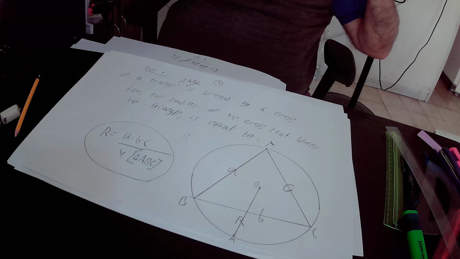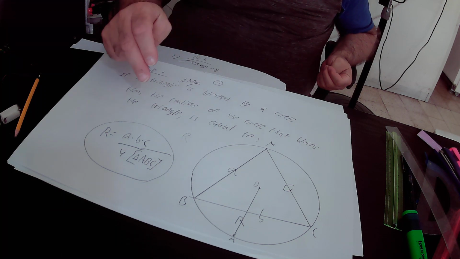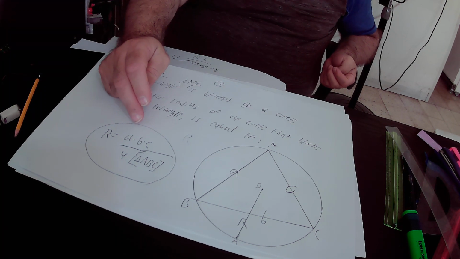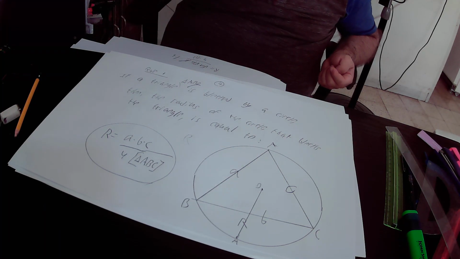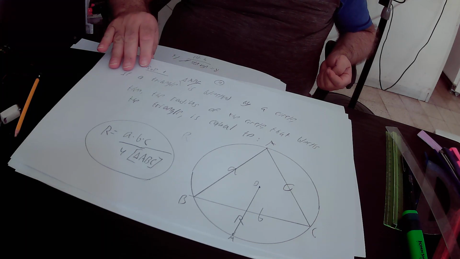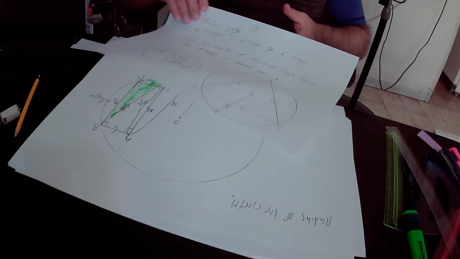So in conclusion, according to rule number 1, the radius of the circle that blocks triangle ABC will be equal to the multiplication of the side lengths by each other, that is A times B times C, over 4 times the area of triangle ABC that is blocked by the circle. Okay? We can implement rule number 1 in our drawing.